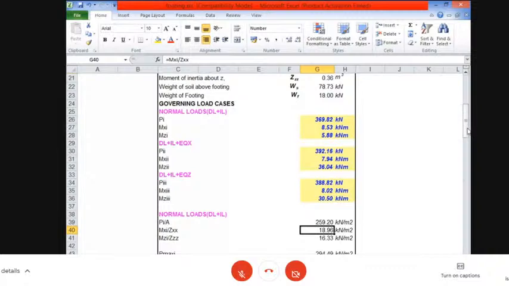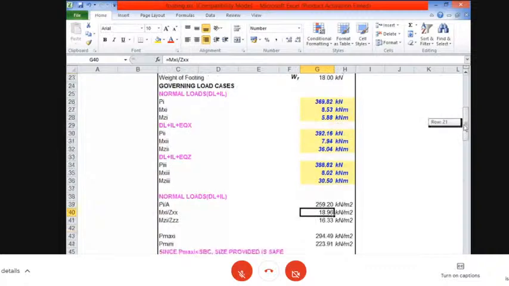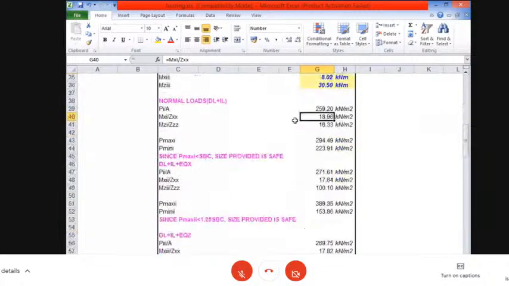So accordingly, you have to calculate the pressure. P by A, that pressure you have to calculate for this normal dead load plus live load. So when I am checking this one, all your pressures are within the limit because my pressure is only 294. But my capacity is, what is the safe bearing capacity?